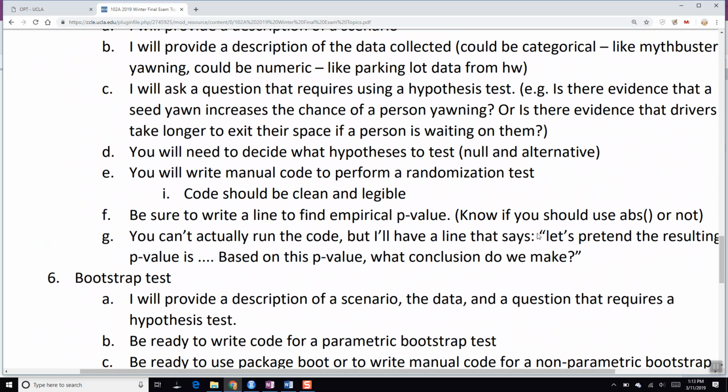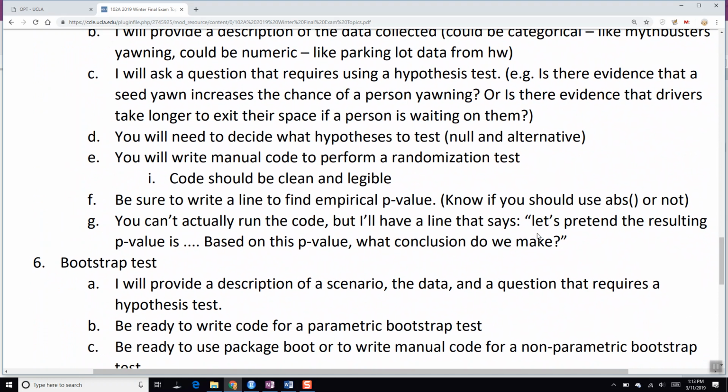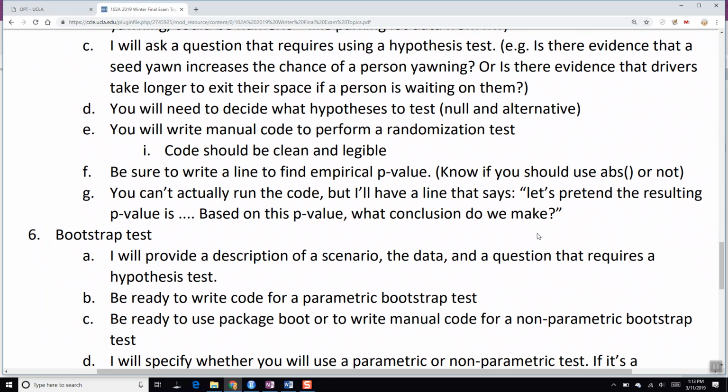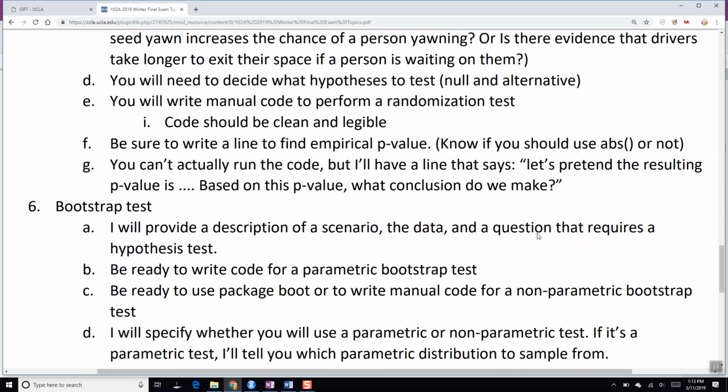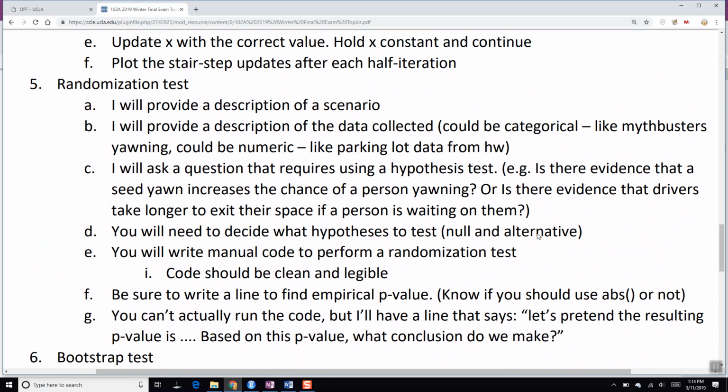And then, of course, you're not going to be able to actually run the code. You don't have a computer. But I'll write something like, let's pretend that the resulting p-value from your empirical p-value calculation is 0.23. Based on that, what kind of conclusion do you make regarding the null hypothesis and stuff like that? So that's the randomization test.